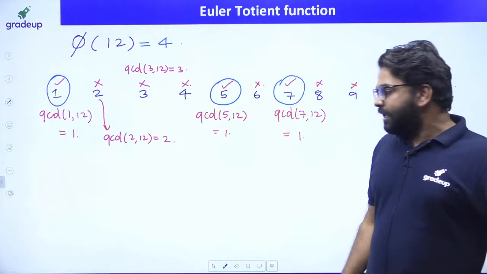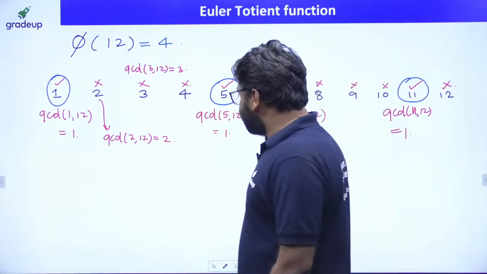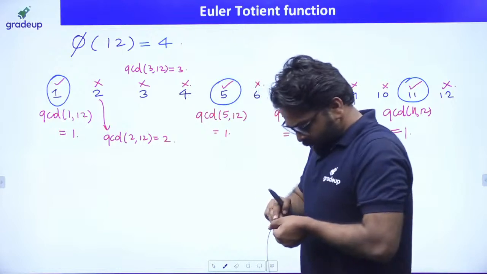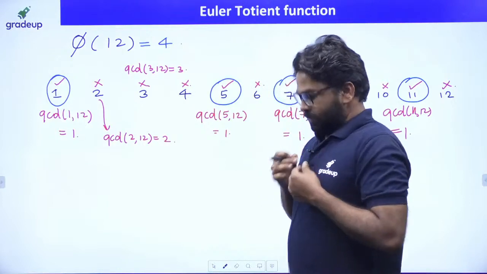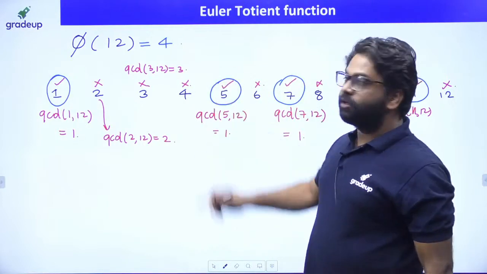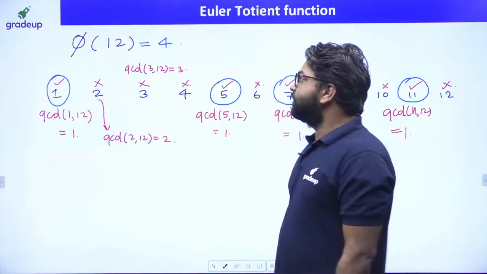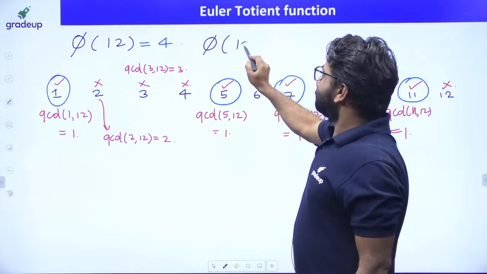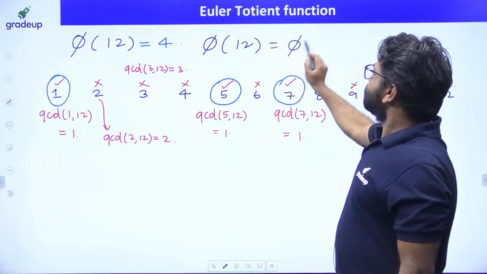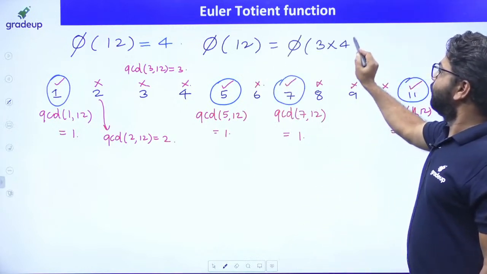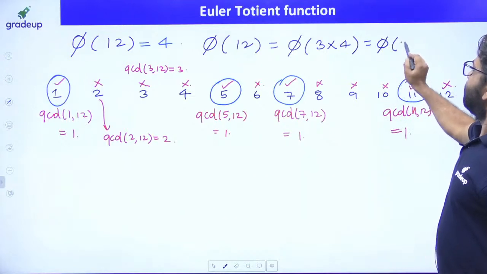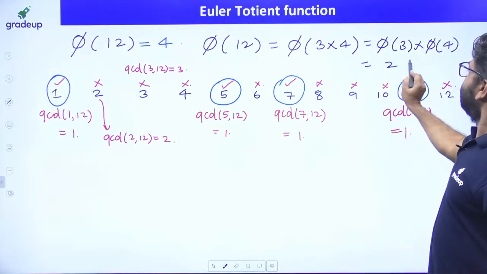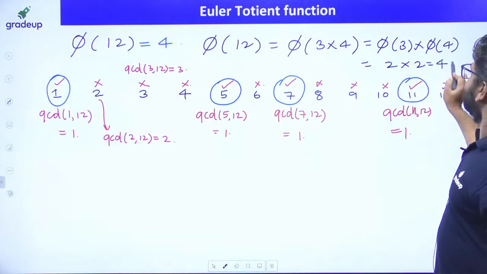Right now we are calculating manually, but what will happen if I write the totient function of 12? The answer we are getting is 4, but I can also write totient function of 12 as totient function of 3 into 4, and we know that it equals totient function of 3 into totient function of 4. Here what we will be getting? We will be getting 2 into 2, that is also going to be 4.